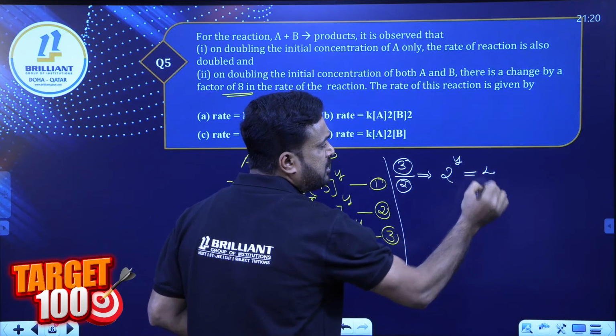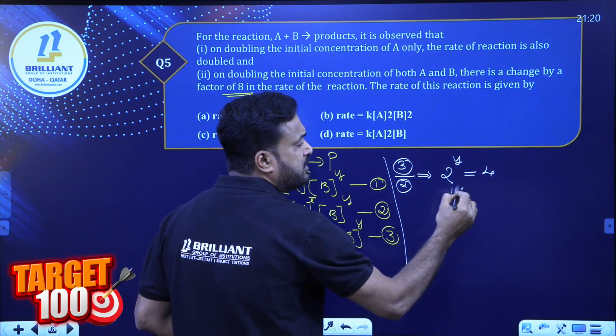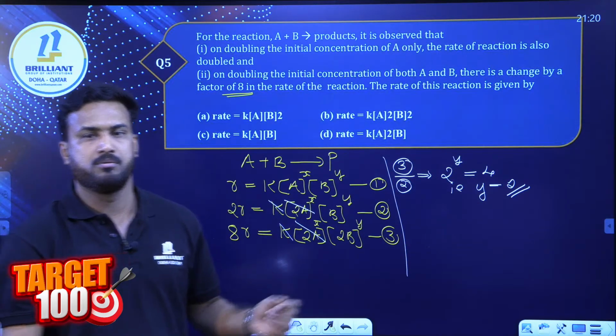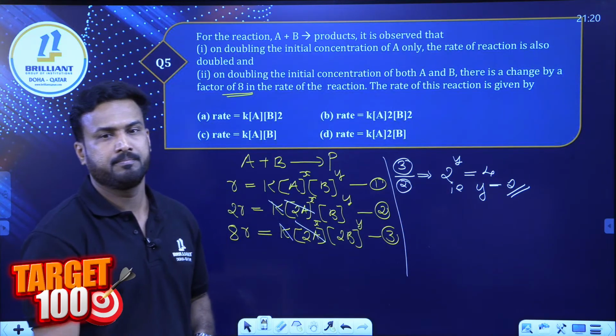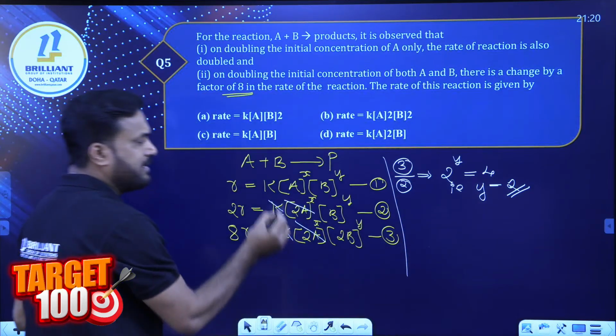8R divided by 2R is equal to 4. 8 by 2 is equal to 4. 2 raised to Y is equal to 4 means Y is equal to 2. Hope you understood. We got the value of Y as 2. Clear? Now, the same way, you can find out the value of X.